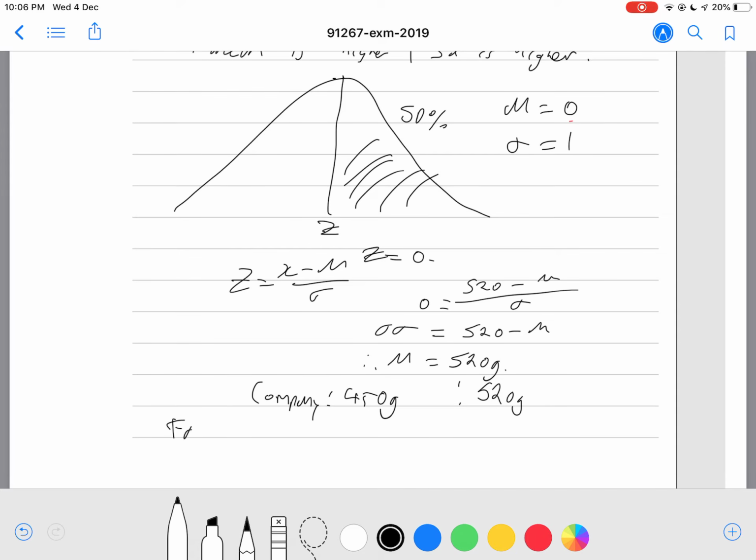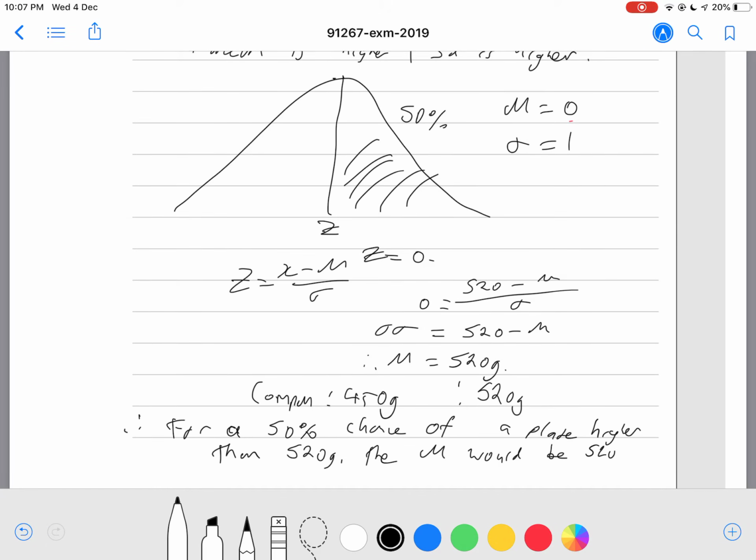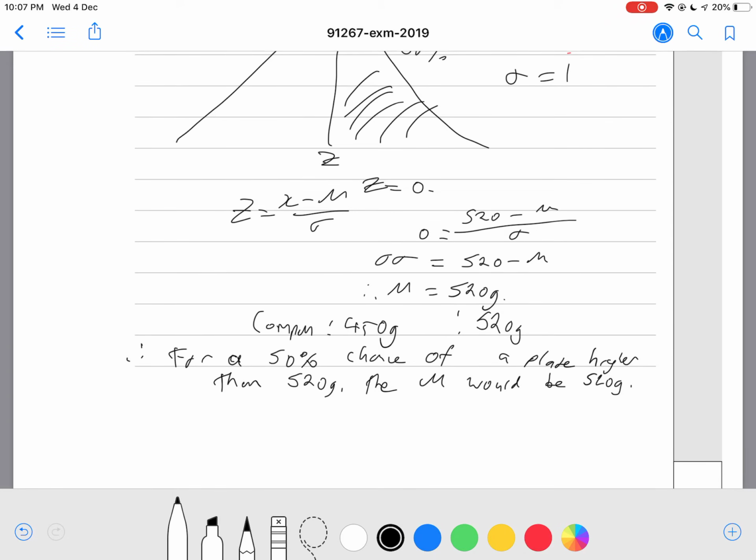So you could say for a 50% chance of a plate higher than 520 grams, the mean would be 520 grams. And you can use the exact same strategy to find out the standard deviation as well.